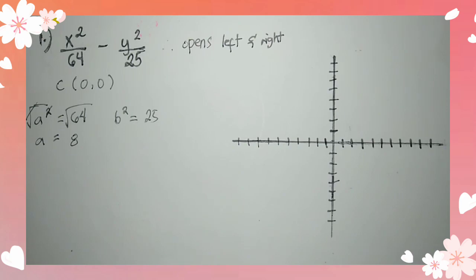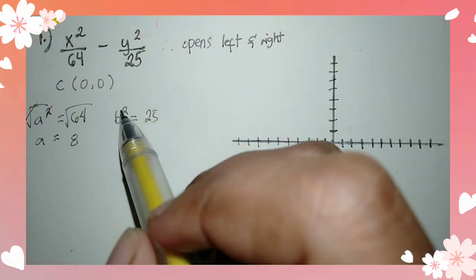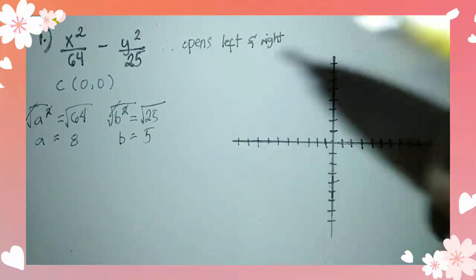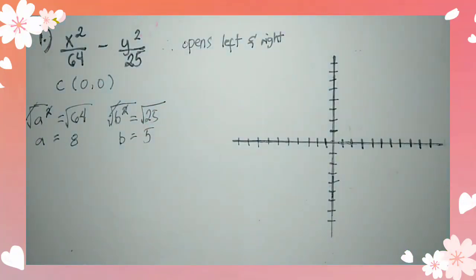Next thing to do is to find b. Since ang ating b ay may square, we're going to put square root again. Extract square root. Cancel. Then, b is equal to square root of 25, which is 5. So, ayan na yung A and B natin.